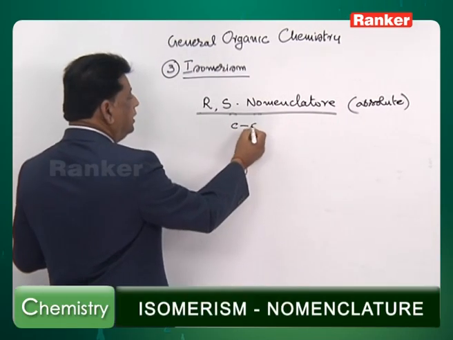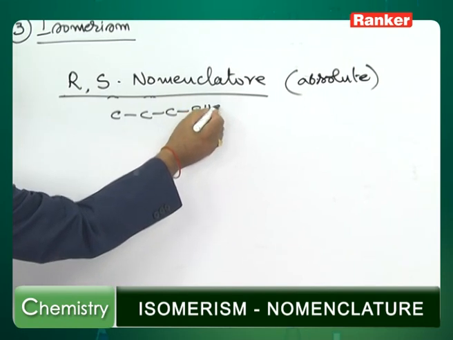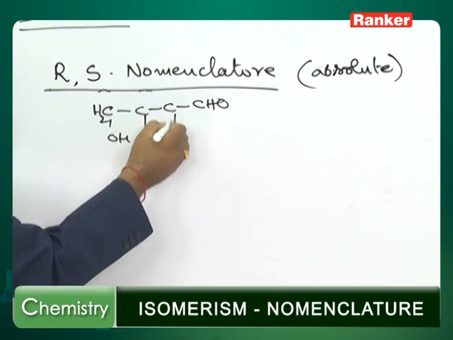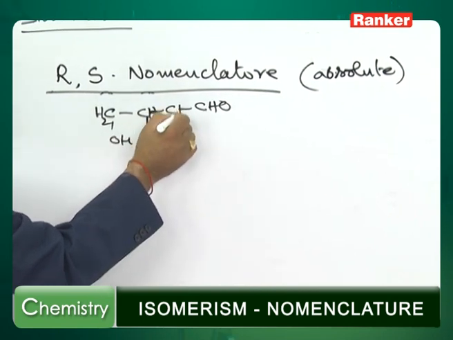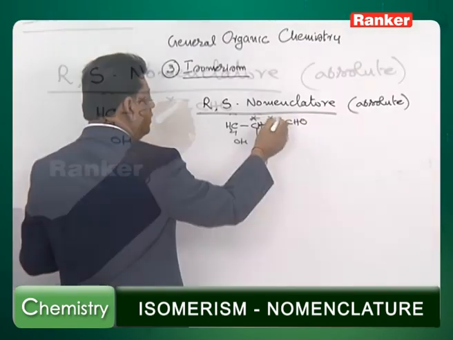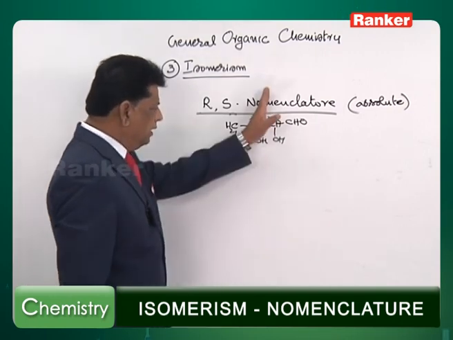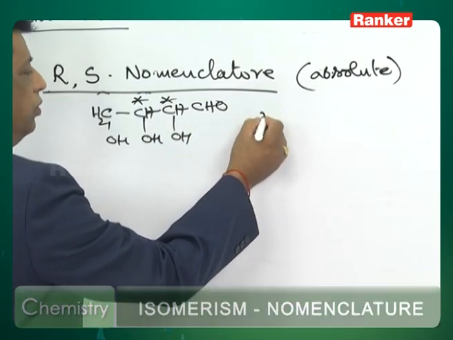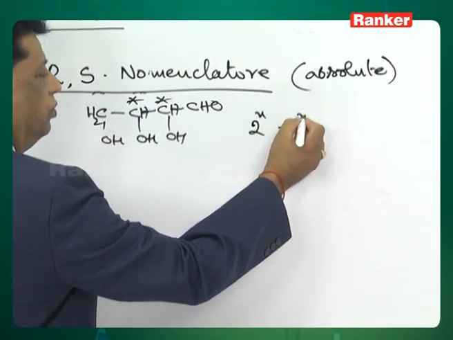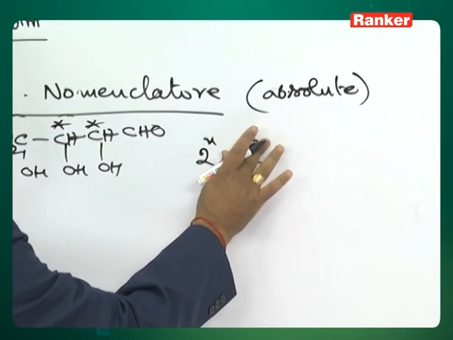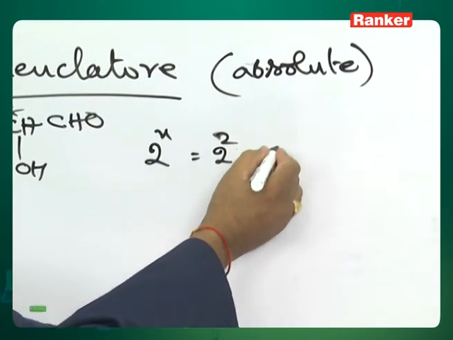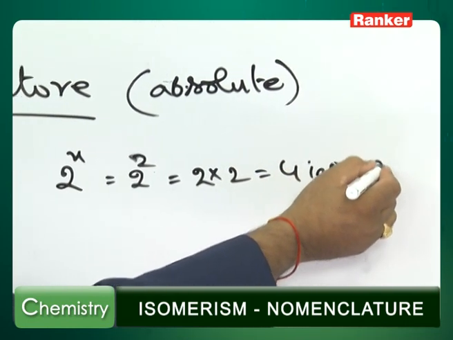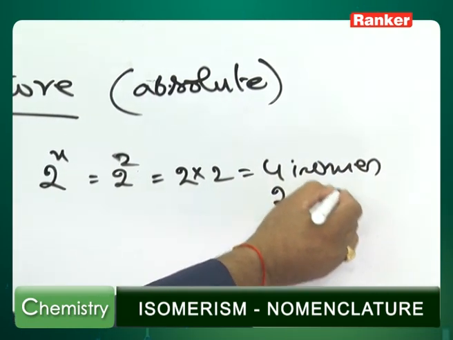A carbohydrate containing 4 carbons will have 3 hydroxy groups and 2 chiral centers. These two are not identical or divisible into 2 halves. Directly you can apply 2 to the power of n, where n is 2, therefore 2 to the power of 2, that is 2 into 2, 4 isomers are there. 4 isomers means we are going to get 2 pairs.